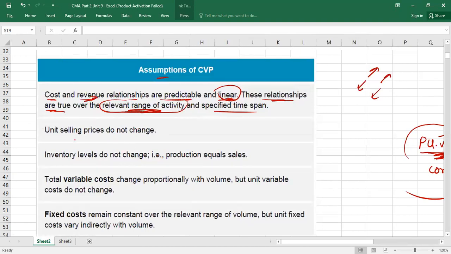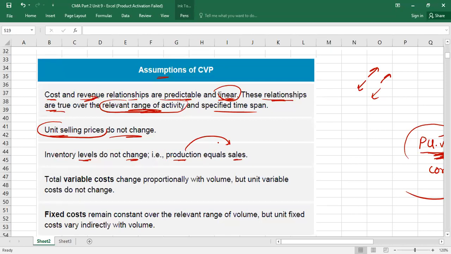What is the second assumption? We always assume the unit selling price does not change. It will also remain constant. Unit selling price means the sale price of the unit. It is not going to change because we are going to calculate the break-even point, and obviously for that we need to assume certain things. We are also assuming that your unit sale price will not change. Third, we also assume inventory level does not change. Here we always assume that your production equals sales. For example, whatever units you produce, all those units will be sold.